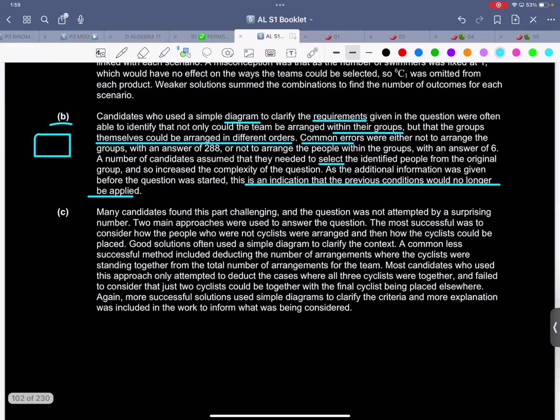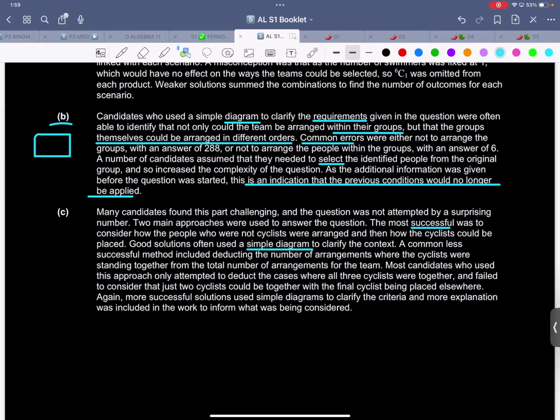Many candidates found the part challenging. We found it the easiest. And the question was not attempted by a surprising number. That's why it's for 4 marks. 2 main approaches were used to answer the question. The most successful was to consider how the people who were not cyclists were arranged and then how the cyclists could be placed. Good solutions often use a simple diagram. Simple diagram, I believe in that.